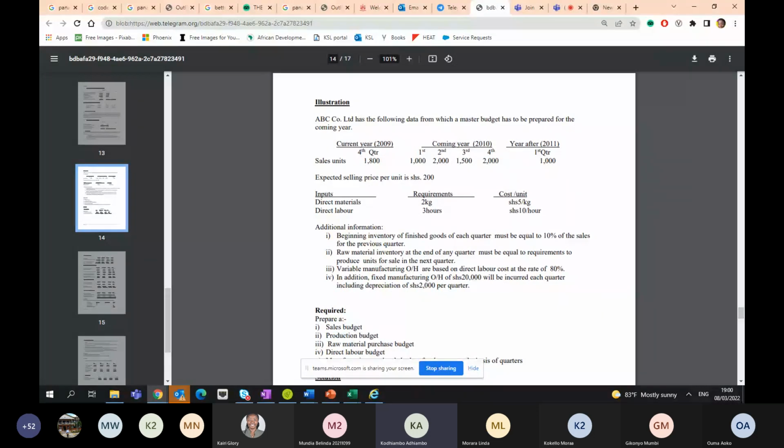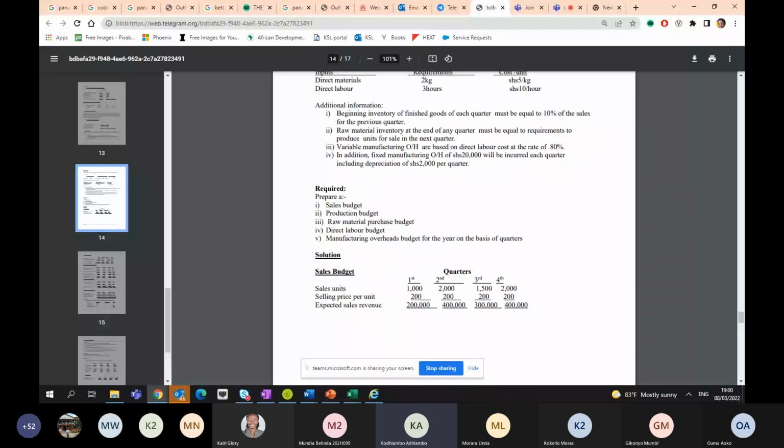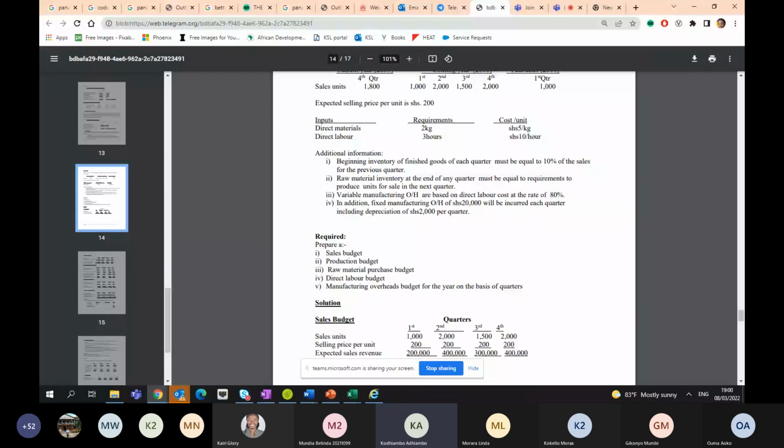If we look at this, we have the sales units. In year one we expect 1800, then all those numbers as they are there. The first thing is to prepare a sales budget. Remember, sales budget, we said it's the price times the units. So it's basically to multiply the 200 by the sales unit, but we'll put it in an organized way, and we are doing this per quarter.